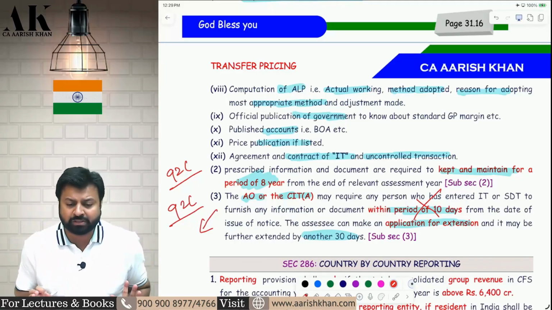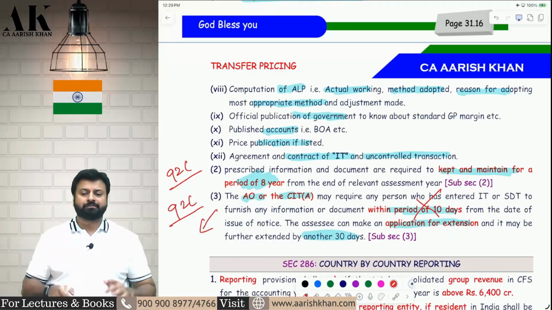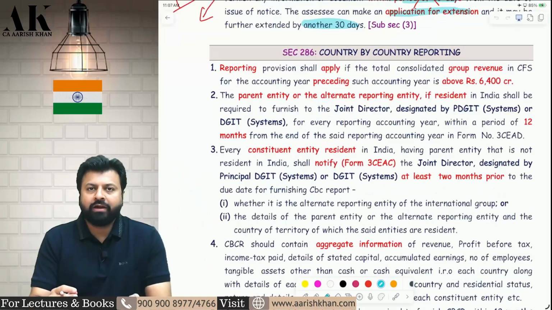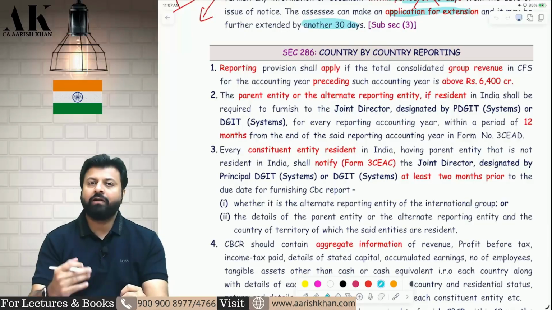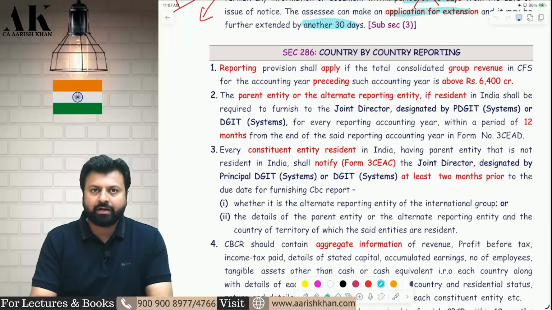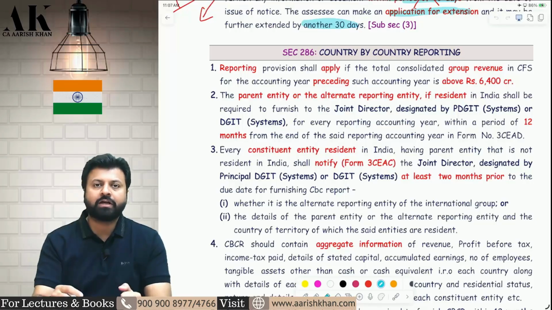So this is what this provision is all about. So let's go ahead with the next part, and that is section 286, country by country reporting. Now let me give you a background of country by country reporting before we go ahead with the revision of country by country reporting. The concept of country by country reporting is inspired from OECD BEPS program.